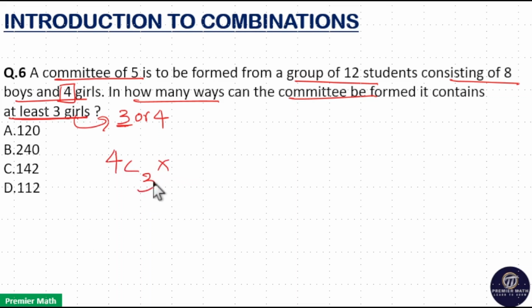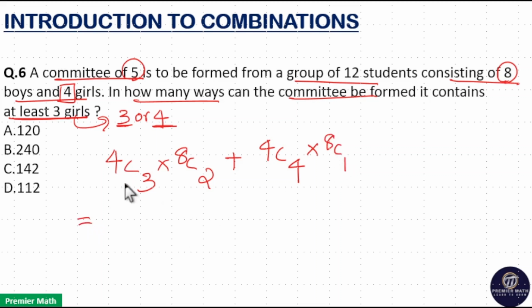And 3 girls included means the remaining 2 should be boys. So these 2 boys are selected from the available 8 boys. So 8C2 is the selection of 2 boys. Or you can have 4 girls in your committee. Now if you are including 4 girls in your committee, the selection is different. That is, if you are choosing 4 girls, these 4 girls are chosen from the available 4 girls. And the remaining should be 1 boy. This 1 boy is selected from these 8 boys.